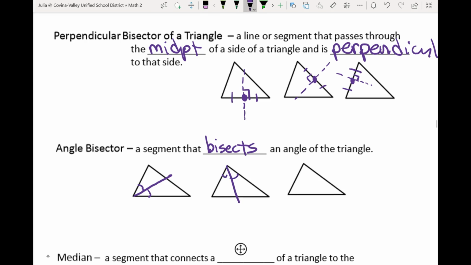And notice, it doesn't mean that the other side is getting cut in half. That only happens in special cases. Or this one right here is getting cut in half. You can have an angle bisector at any of the angles of a triangle.